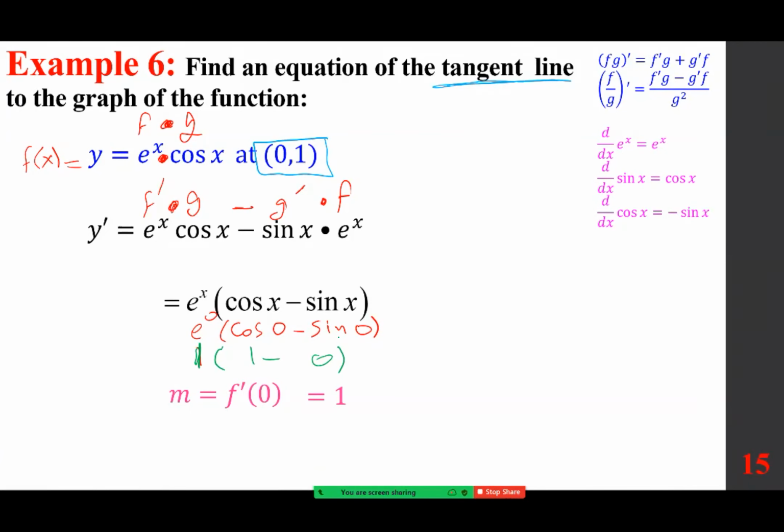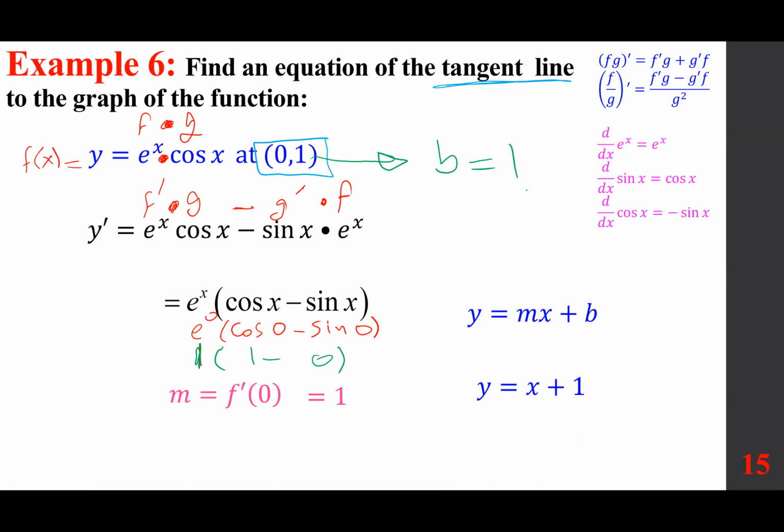Now, you don't have to use the point slope. y equals mx plus b will do the job. The reason why is because b is given as 1 here. So m is 1, so 1 times x, plus b is 1 also. So the equation of the tangent line, y equals mx plus b, or y equals x plus 1.